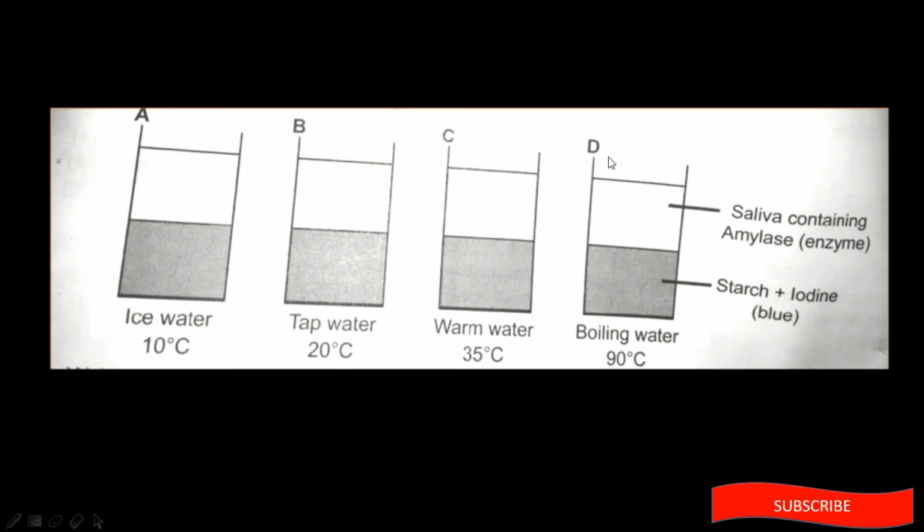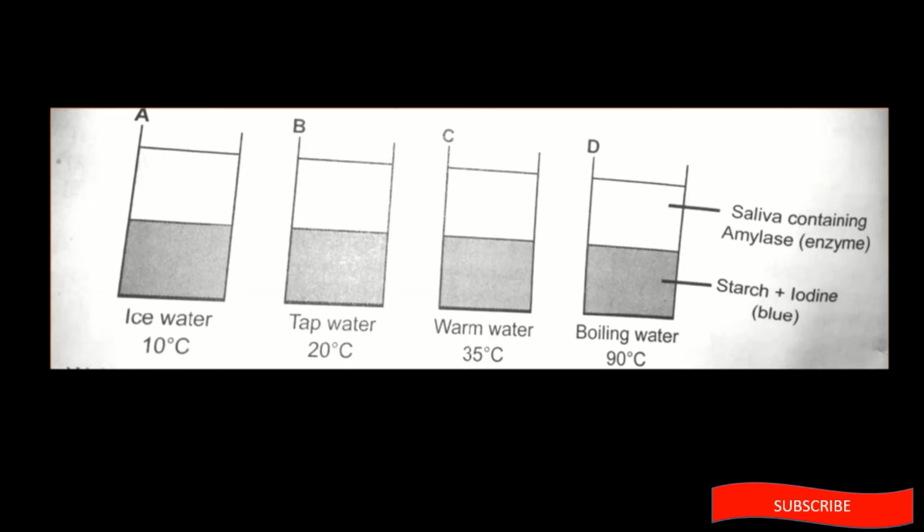Whereas in test tube D, we are seeing that our test tube is subjected to 90 degrees Celsius. Now 90 degrees Celsius is a high temperature. Because this is a high temperature, our enzymes will be denatured. Because our enzymes are denatured, they are not working anymore. Because they are not working, amylase will not be able to digest starch. Because your starch is not digested, your solution will remain blue to show that starch is still present. So that is it in short.